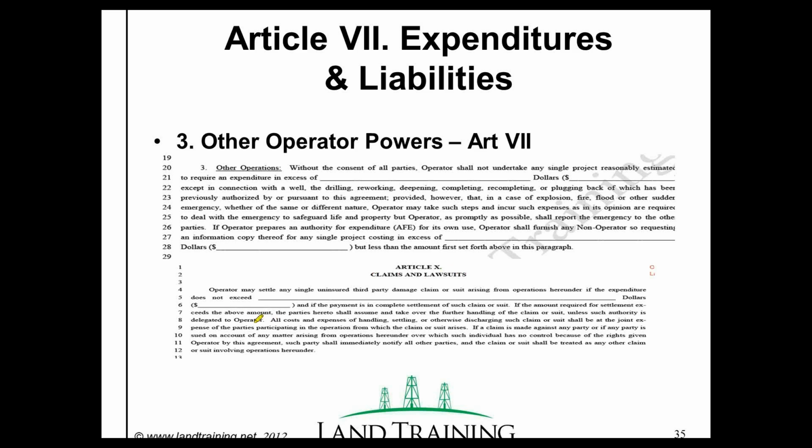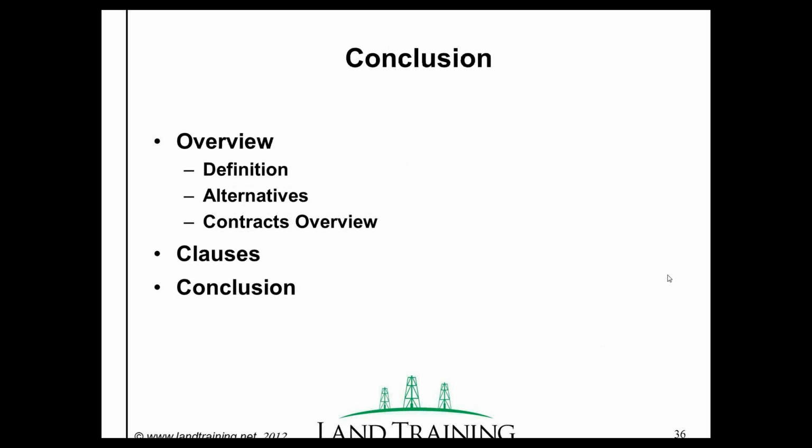Claims and lawsuits, Article 10 allows them to set a dollar amount for settling a lawsuit. Usually, again, I see $10,000 here. If the operator can settle the lawsuit for $10,000 or less, he doesn't need to get permission from the other working interest owners.